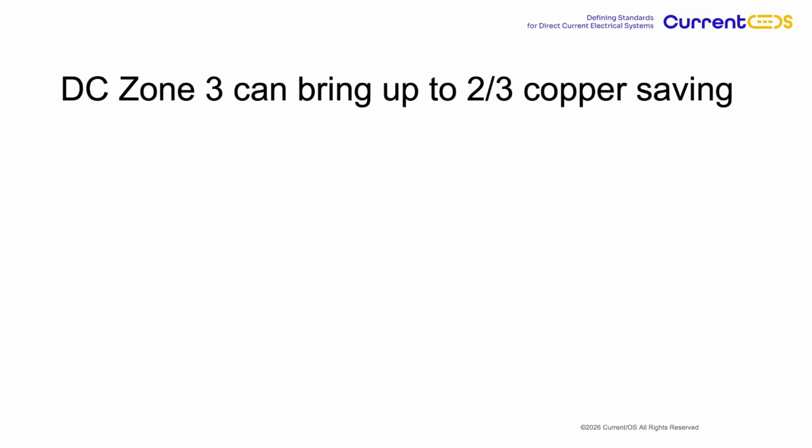Let's now review the benefits and copper savings associated with Zone 3 we've mentioned. CurrentOS states that copper usage can be reduced by up to 2/3 in Zone 3 configurations. Understandably, this raises the question: how is that possible? First, let's start with a foundational concept. When transferring power through a DC cable, approximately 20% of copper can be saved compared to AC.